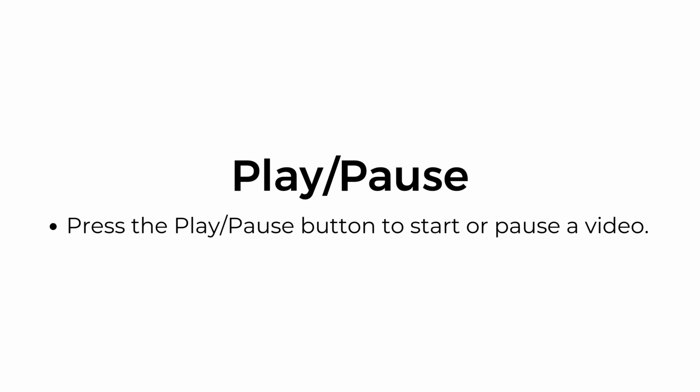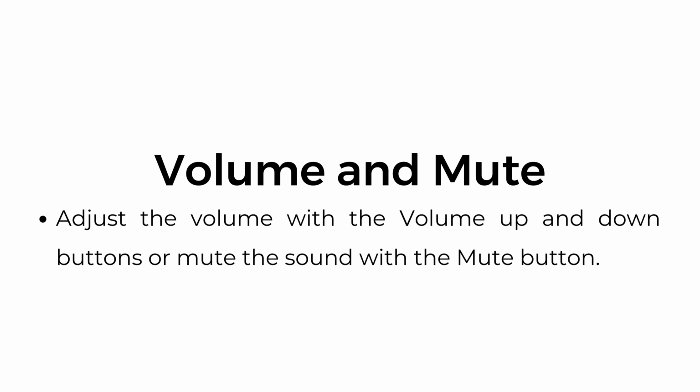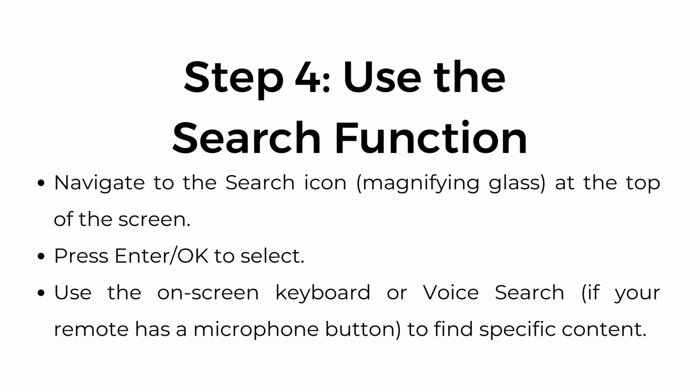Play or pause. Press the play or pause button to start or pause a video. Rewind or forward. Use the left and right arrow keys to rewind or fast forward. Hold the buttons for faster navigation. Volume and mute. Adjust the volume with the volume up and down buttons, or mute the sound with the mute button. Step 4. Use the search function.